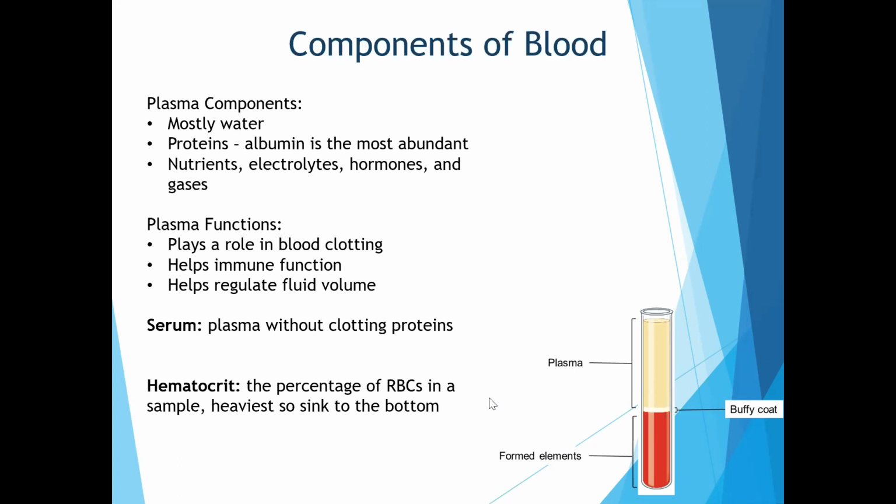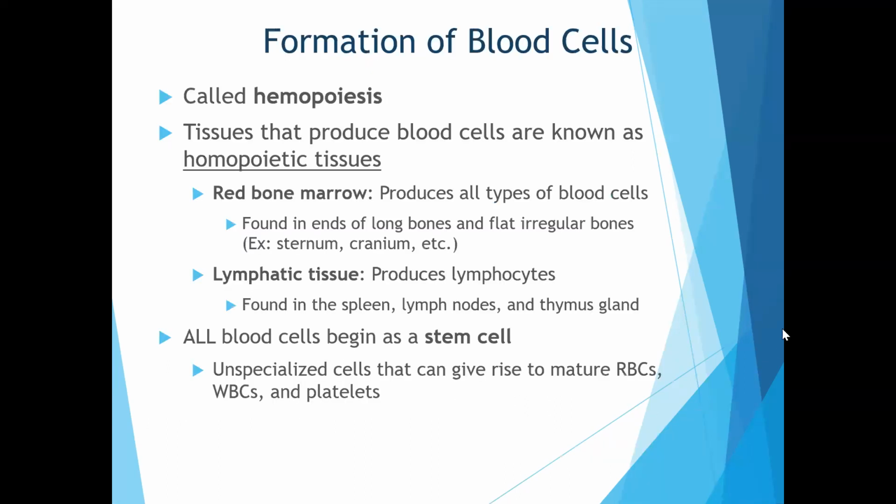So remember we said there are some white blood cells, there are some platelets in those formed elements, but a large majority of that is red blood cells. Okay, so we'll talk about the actual formation of blood cells. The process of the formation of blood cells is called hemopoiesis. Tissues that produce blood cells are known as hemopoietic tissues.